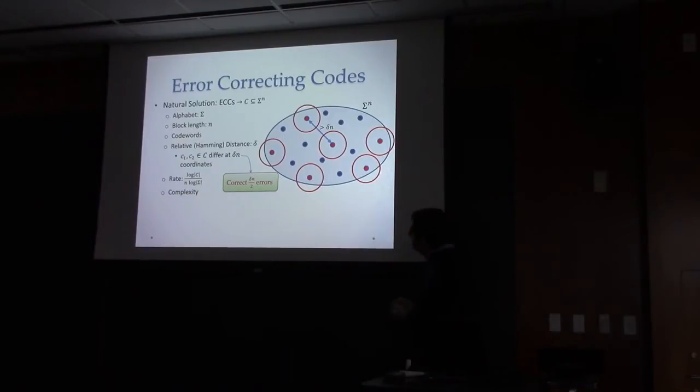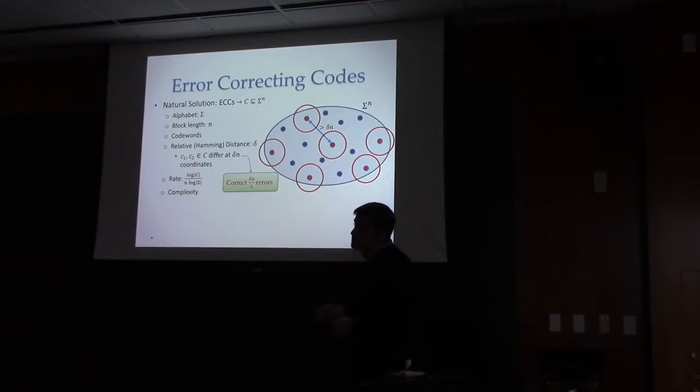One of our very important concerns here is the complexity of encoding and decoding. If Alice has a number between 1 and C, how fast can she find the string in sigma to the n which corresponds to that, or the string in C which corresponds to that number? And on the other side, when Bob receives one of those dots here in one of the circles, how long does it take for him to determine which dot is its close neighbor?